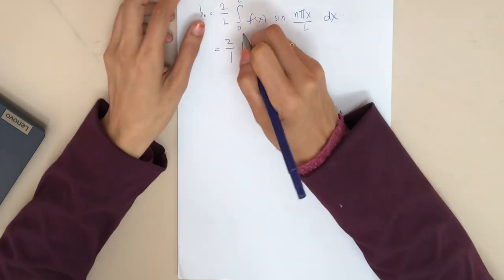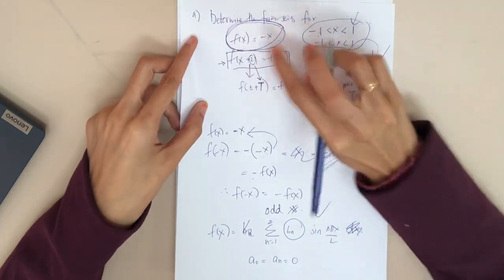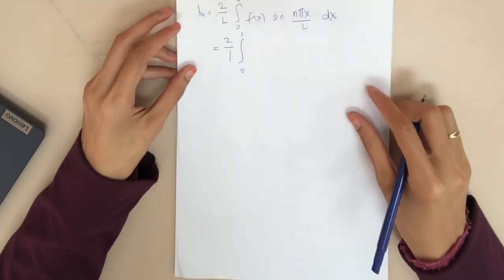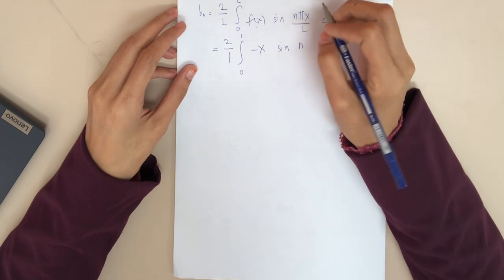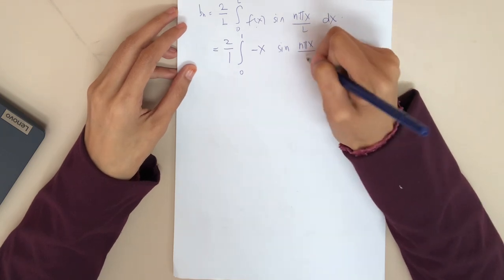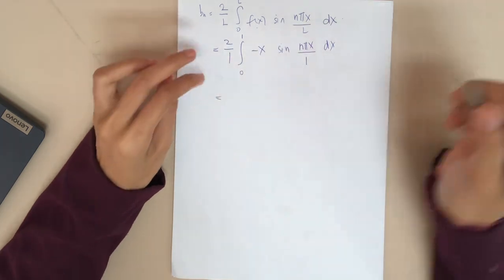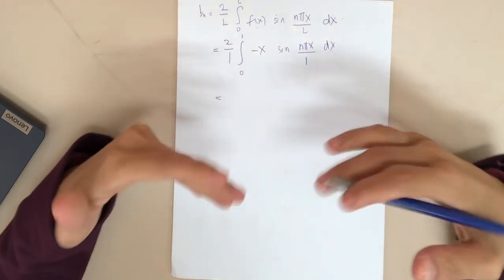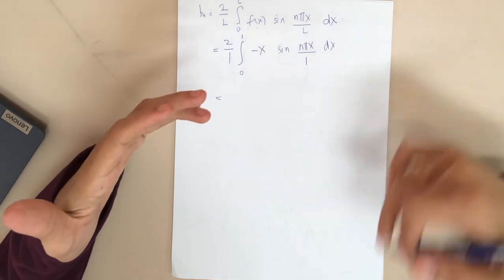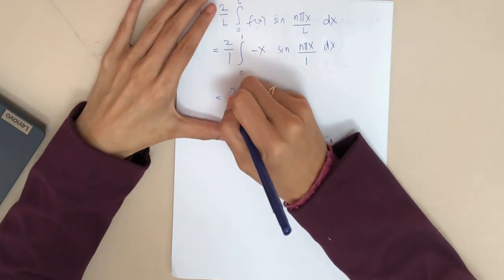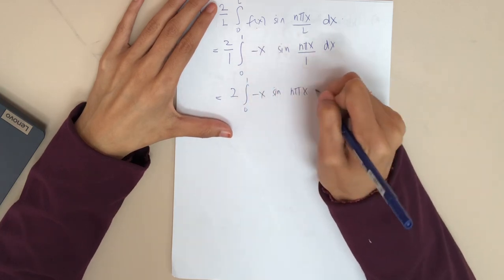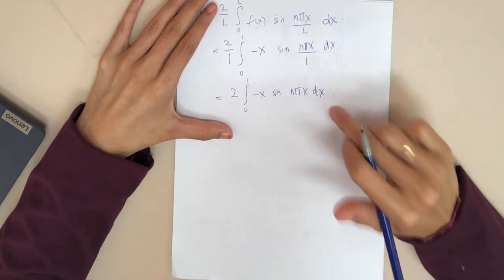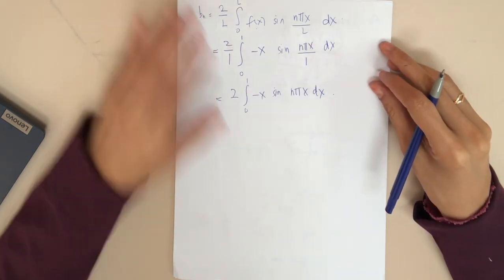And then integrate from 0 to 1. What is your f(x)? You get it from your equation. The first one here is negative x, and then the sin n pi x remains the same. Since L is 1, simplify it. I don't want to see over 1, because 2 over 1 is equal to 2, so just write it directly. So we have 2 times the integral of negative x sin n pi x dx. This is the equation that you need to integrate now.